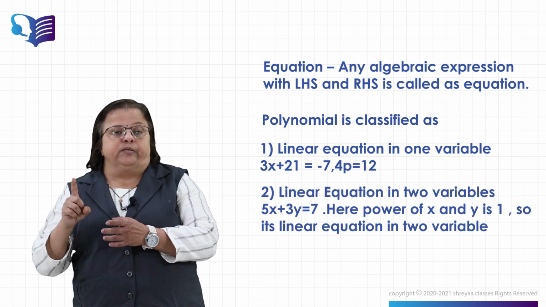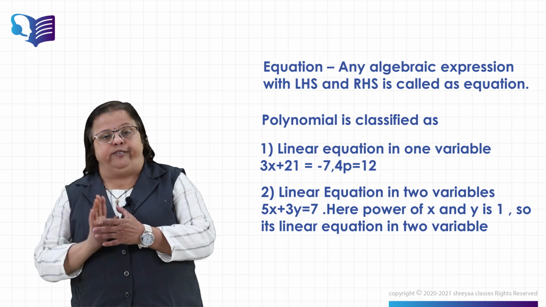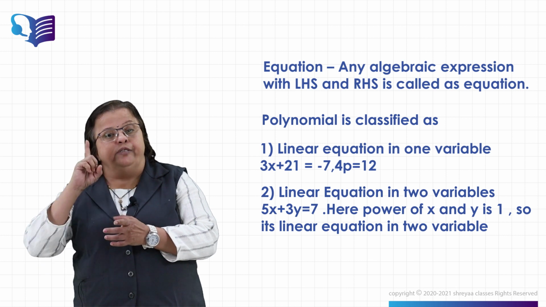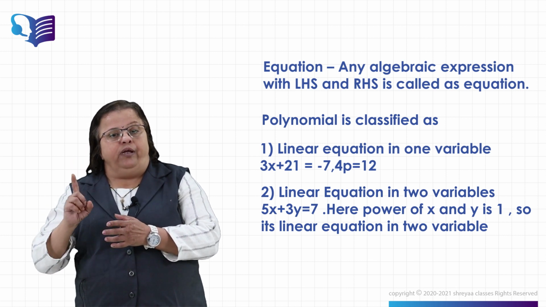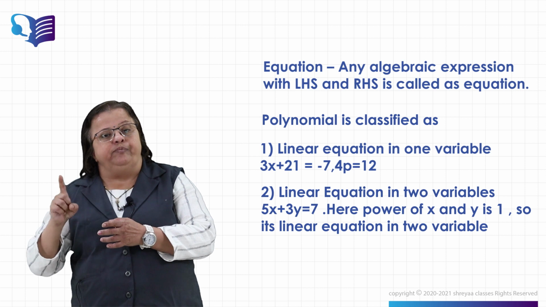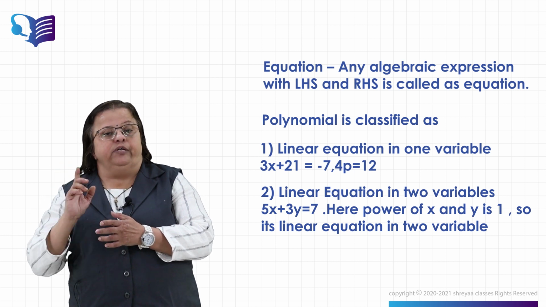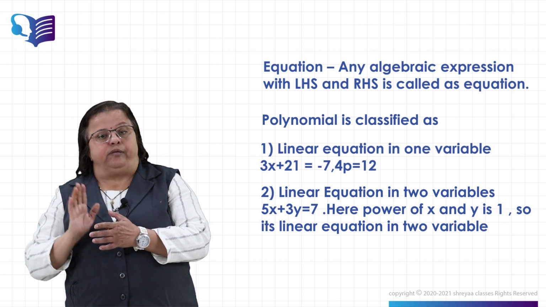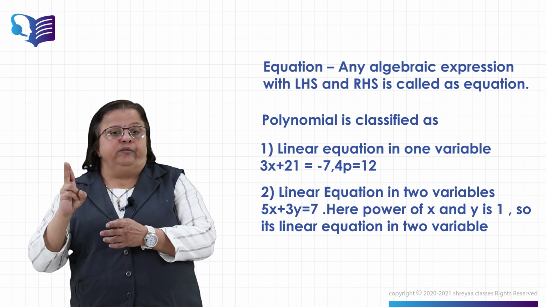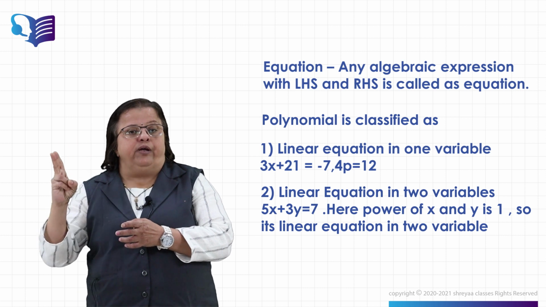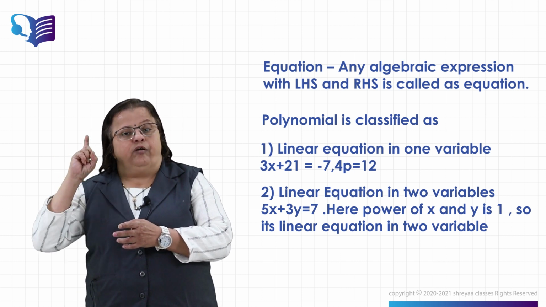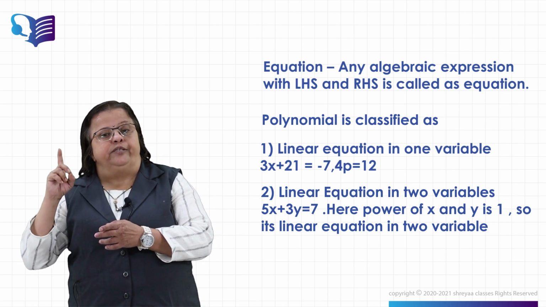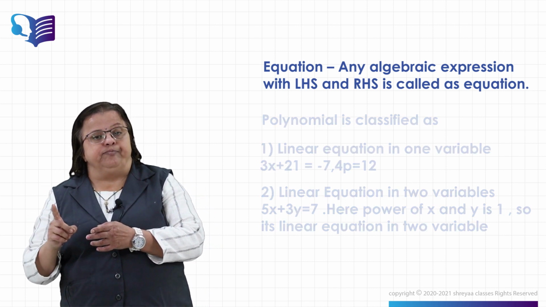Next is linear equation in two variables. Now here there are two variables, but it is a linear equation. Why? Because the power of the variable is 1. So here 5x plus 3y is equal to 7. There are two variables, one is x and the other is y. Both the variables have power 1 and therefore it is called a linear equation in two variables.